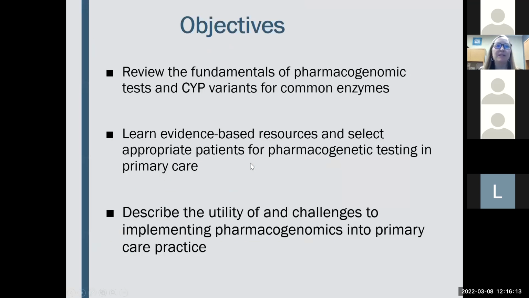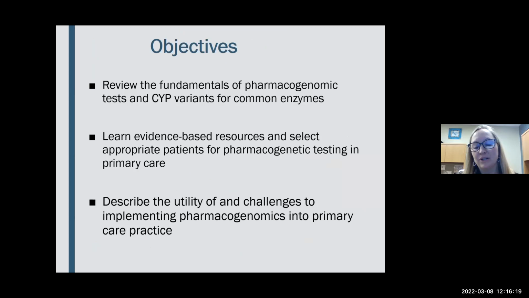So the objectives today are to review the fundamentals of pharmacogenetic testing and common enzyme variants for certain enzymes that metabolize medications. I'd like you to learn evidence-based resources and select appropriate patients for pharmacogenetic testing in primary care. We're going to then describe the utility of and challenges to actually implementing this testing into practice, which is something that I hope you can all at least take away.